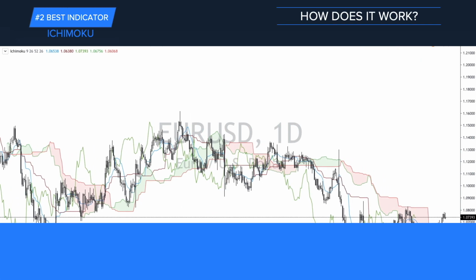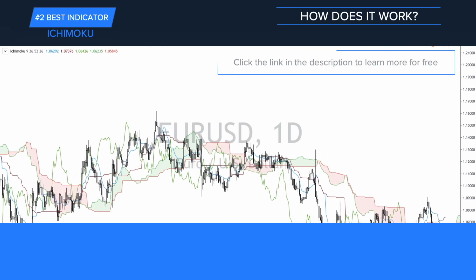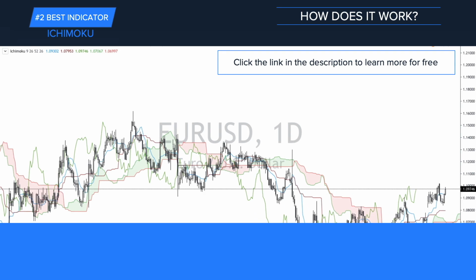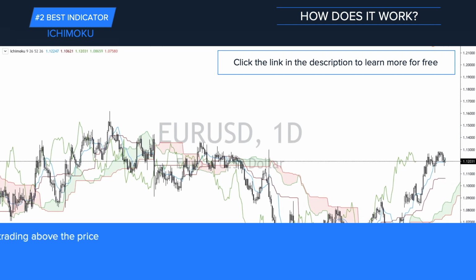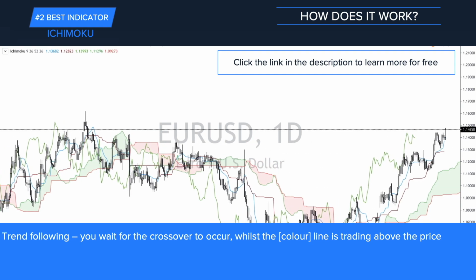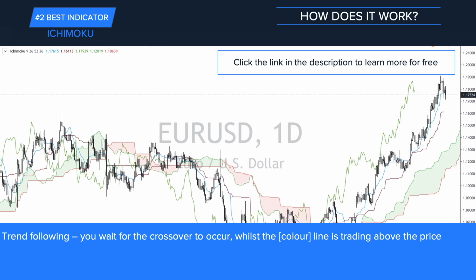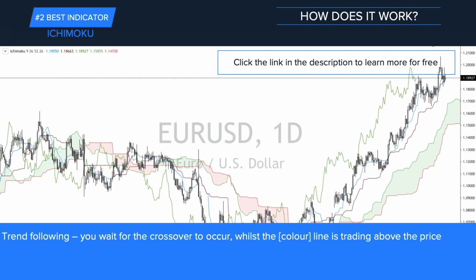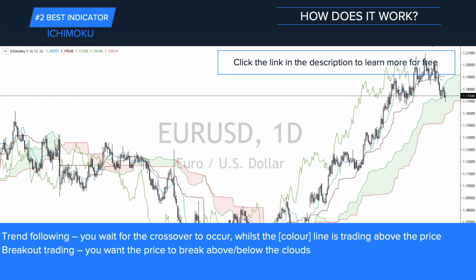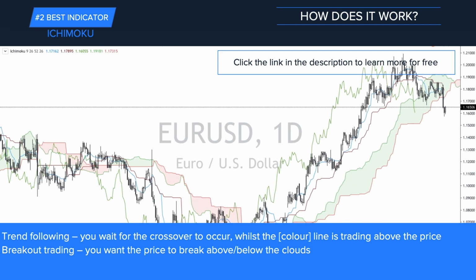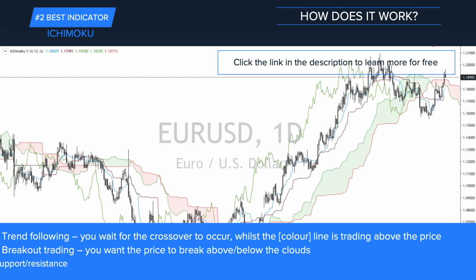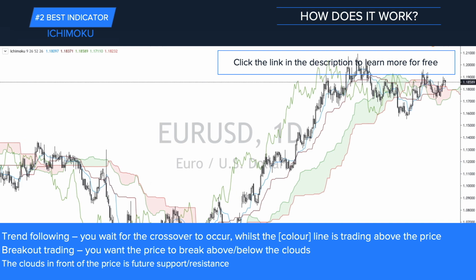Now then, how do we use Ichimoku? With Ichimoku there is a lot to learn because of its versatility. Primarily, you can focus on trend following by waiting for a crossover of its moving averages. Or trade breakouts when the market pierces the clouds. Both are really good methods of using the indicator. The clouds printed in the future are future support and resistance levels.